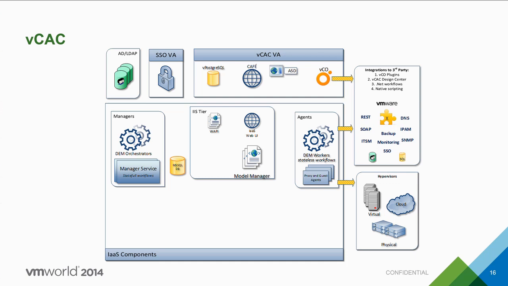On the left side, you have the SSO appliance, also called the identity appliance. This is the identity appliance that communicates with your identity providers, such as Active Directory and LDAP. And on the bottom, you have the IaaS components, which don't have to be in one box. They can be spread out, and they all run on Windows systems.